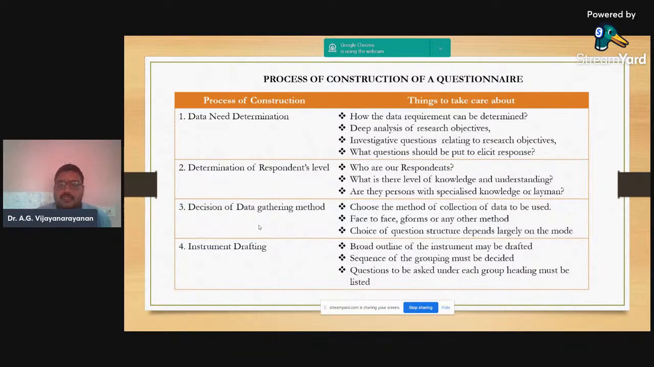There are two terms. Sampling instrument and sampling tool, both are the same. Sampling technique is different. These questionnaires are basically a sampling tool, and with that, whatever data you are collecting, you do analysis, right? That is what we mean by statistical technique.